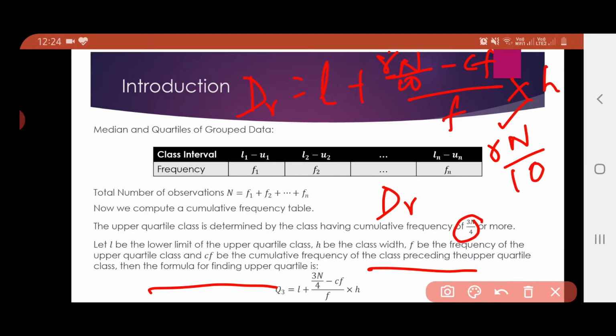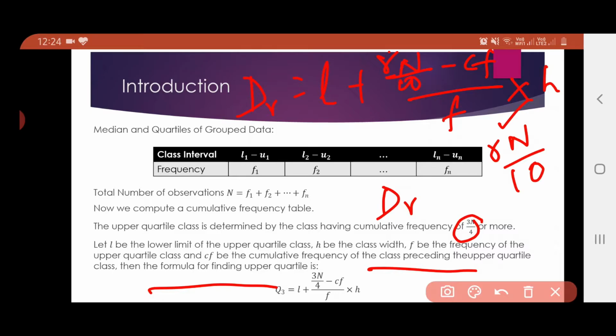Fine. Similarly for percentile, I will try finding the percentile class, so that will be rn by 100, and then after finding the percentile class, I will find the lower limit, frequency, cumulative frequency, all those data, and feed them into the same formula, except here it will be rn by 100 minus Cf. So the process is all the same. So this is how we do it.